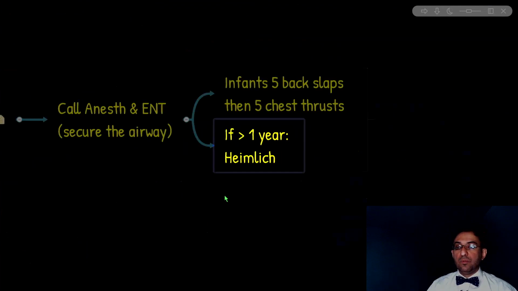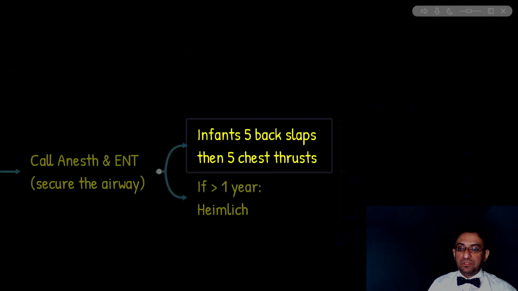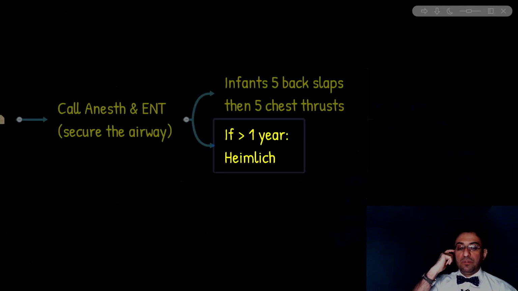If you are dealing with an infant, you start with back slaps and chest thrusts. 5 back slaps followed by 5 chest thrusts, and then you see if it helps. If not, you continue that cycle, considering if the patient becomes unstable, you perform CPR. However, if you are dealing with a patient older than 1 year, you can perform the Heimlich maneuver.